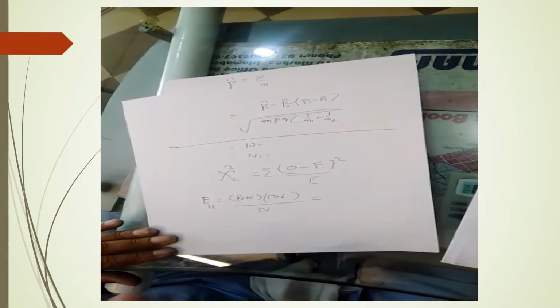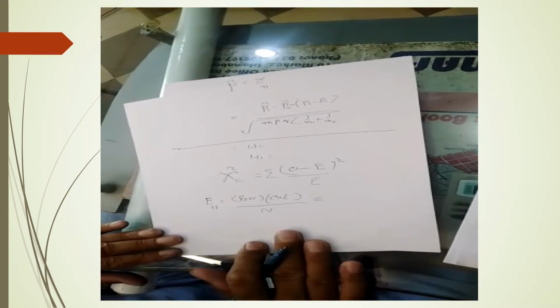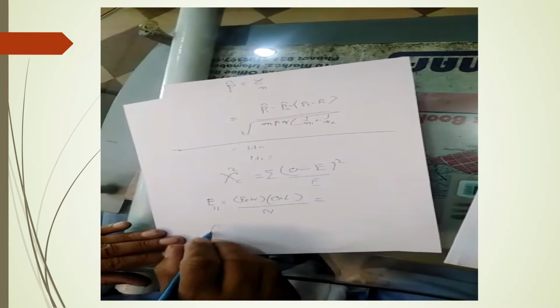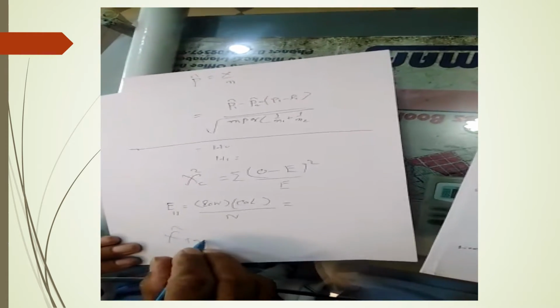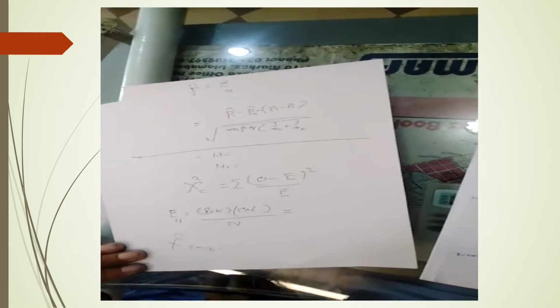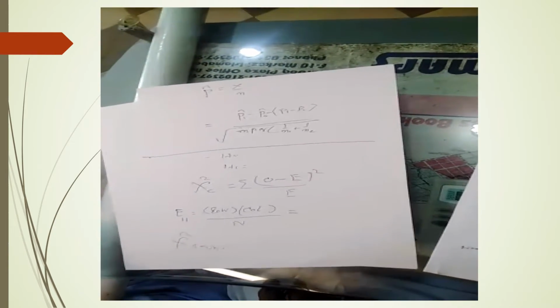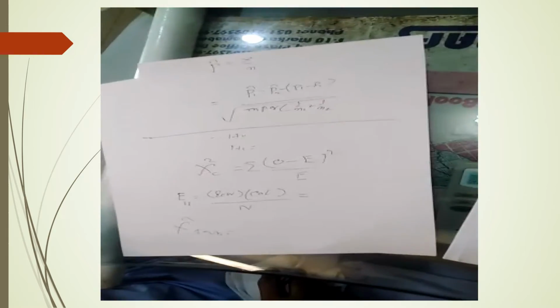So you calculate the chi-square statistics value, then take the critical value from the table, the chi-square tabulated value. If your calculated value is greater than your tabulated value, you reject your H naught, otherwise accept your H naught.